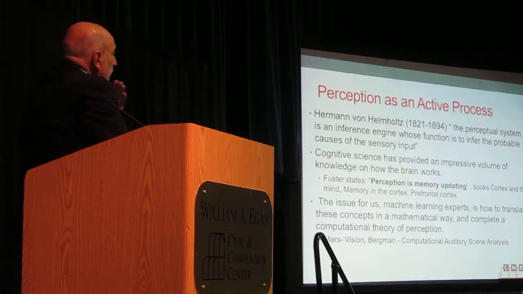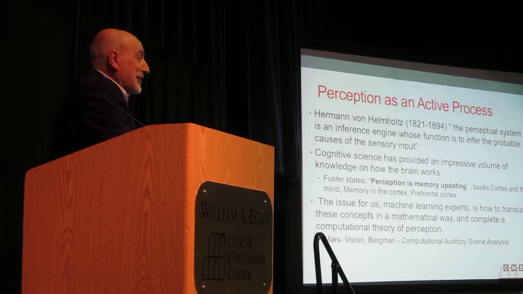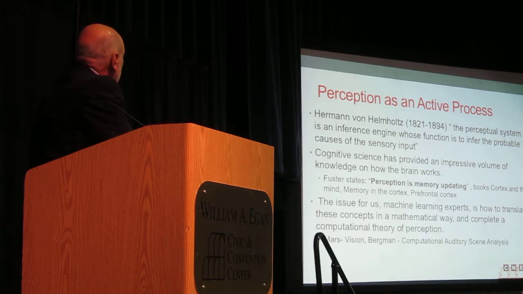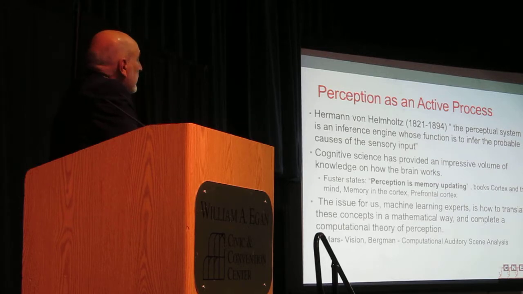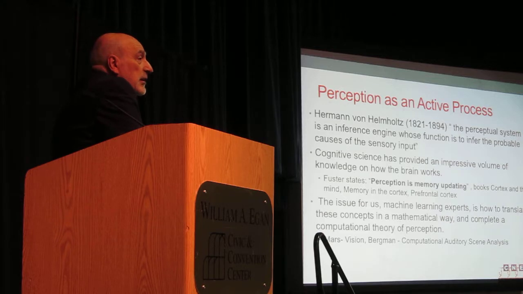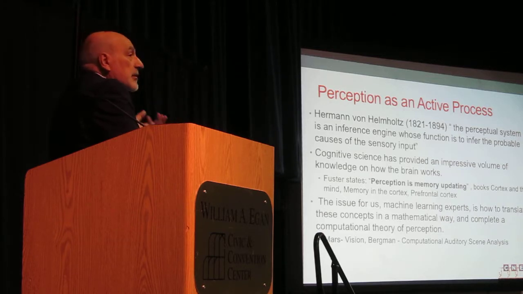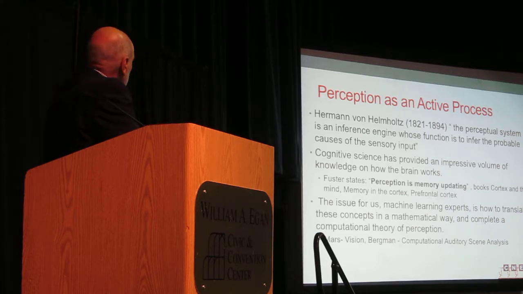So, of course, I'm not the first one saying this. It turns out that in the 19th century, Hermann von Helmholtz stated this sentence that I think is very appropriate for what we are talking about: that the perceptual system is an inference engine whose function is to infer the probable causes of the sensory input. So you see, according to Helmholtz, the visual cortex is really a generative model. It's trying to find a generative model for the information that is coming from the world.